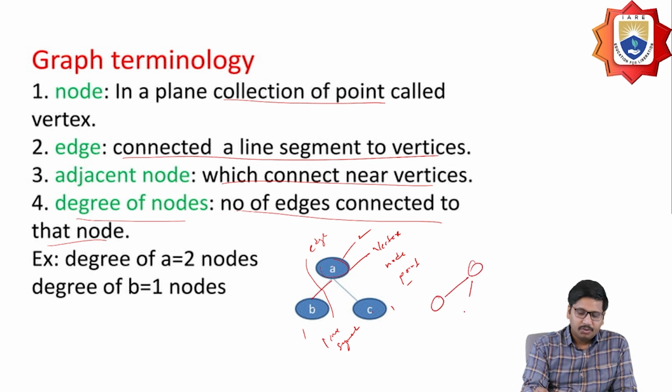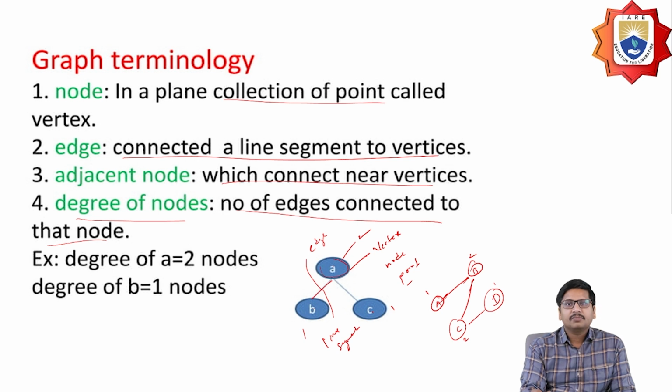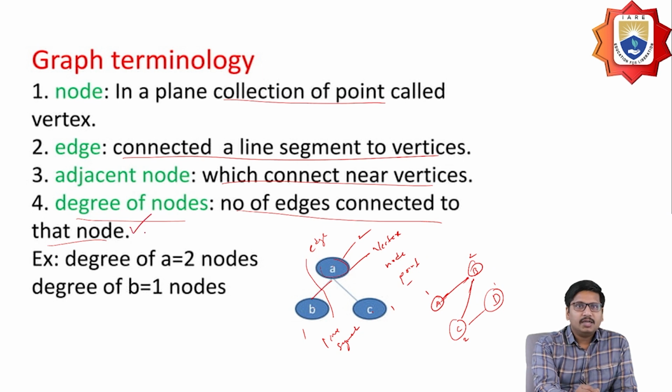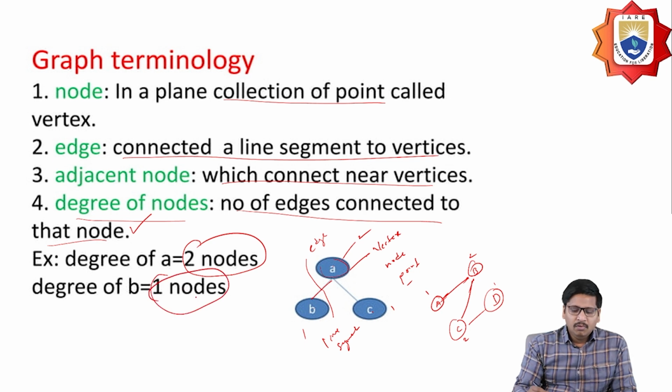If I draw another one, A, B, C, and D, what is the degree here? It should be 1. And the degree is 2 here since there are 2 edges. This is also 2 and this should be 1. So like this the degree is going to be calculated. The number of edges connected to the node is considered as the degree, and degree of A equals 2 and degree of B equals 2.